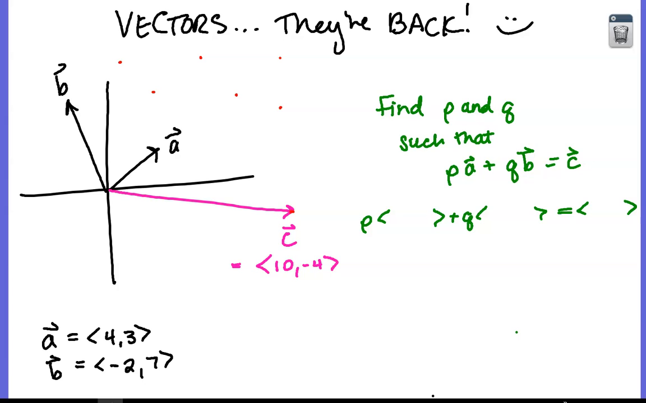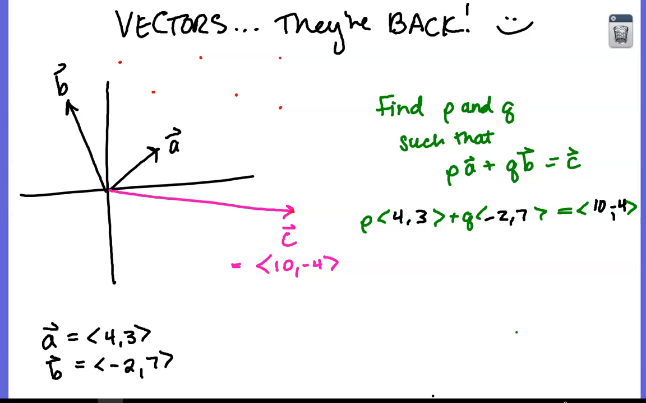So let's refresh our memory. I've got A and B, and what I'm saying is how can I manipulate the lengths of A and B to end up at vector C when I add them? First of all, we're going to replace vectors A and B with those actual values, which would be 4, 3 for A and negative 2, 7 for B. And I want them to result in C, which is 10, negative 4. So how do we do this?